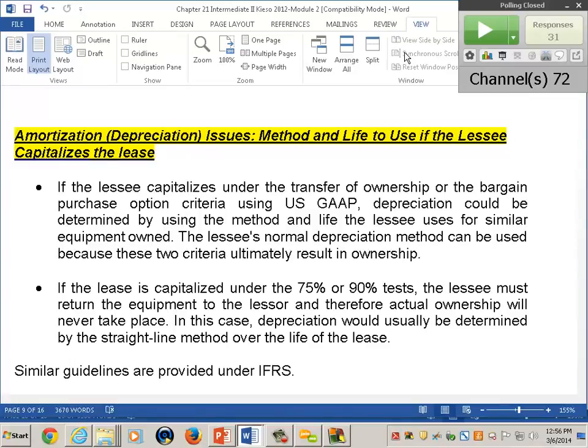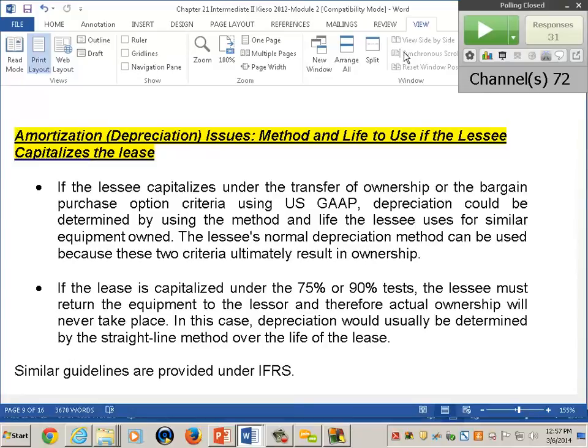However, as in this case, if you capitalize under the 75% and 90% test, there's no guarantee you're going to own the asset. You might buy it. I mean, you could buy it when it comes off lease at fair value. But there's no indication on the day you sign the lease that you're going to buy it. You have to use the useful life, which is equal to the lease term. So you have to use the lease term and probably straight line.